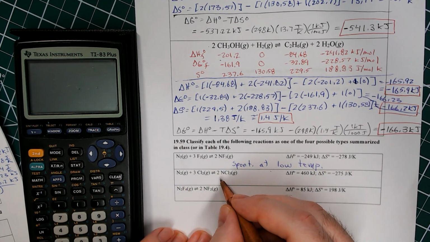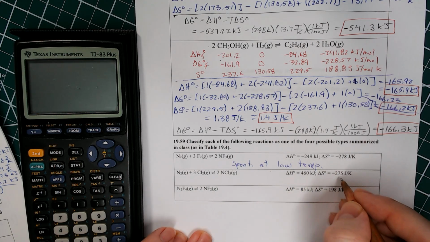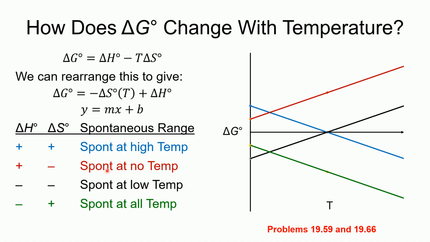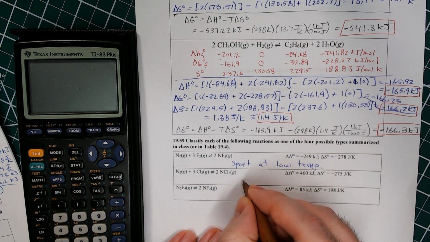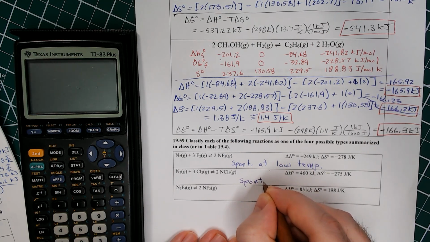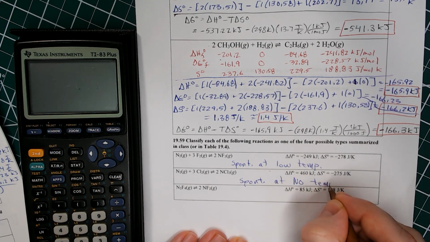Nitrogen plus chlorine gives us NCl3. And you'll see that delta H is positive, delta S is negative. This doesn't look good. All right, we're going to go back here. Positive, negative, spontaneous at no temperature. Well, that's a good thing to know. If you're trying to do a reaction and you calculate delta H to be positive and delta S to be negative, well, you maybe should look at doing a different reaction. So this one is going to be spontaneous at no temperature. I suppose you could put non-spontaneous at all temperatures, but I'm going to put spontaneous at no temperature.